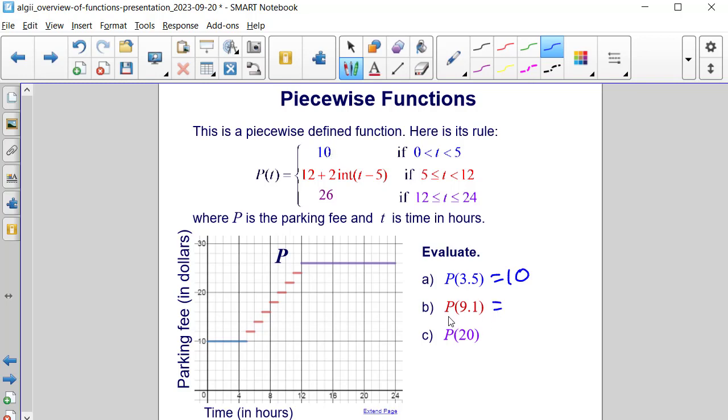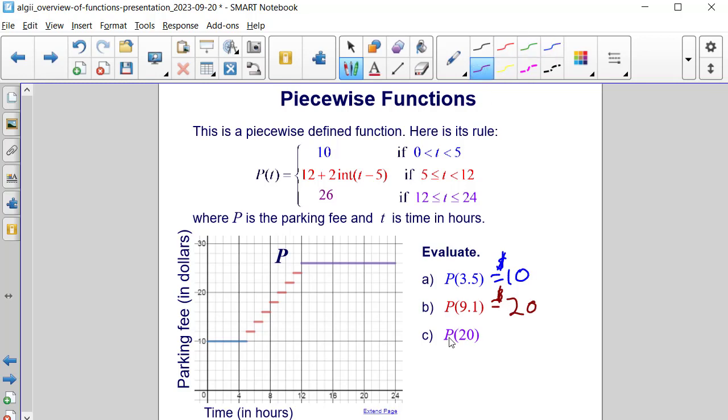Now we have to find the parking fee for 9 1/10 hours. If we read the graph at 9 1/10 hours, that'll be a little past 9, and that will end up being at $20. We could also substitute 9.1 in for t here. 9.1 minus 5 is 4.1, and the greatest integer of 4.1 is 4. 4 times 2 is 8, and then 12 plus 8 gives us 20.